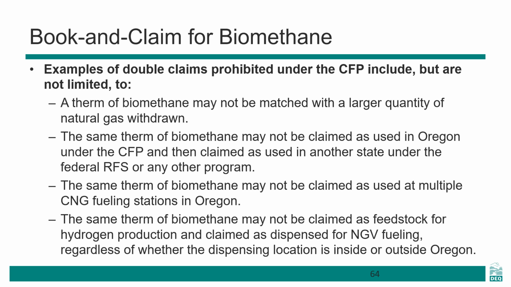The same therm of biomethane may not be claimed as used at multiple CNG fueling stations in Oregon. A therm can only be used in one location. And the same therm of biomethane may not be claimed as feedstock for hydrogen production and then separately claimed as being dispensed for natural gas vehicle fueling, regardless of whether that hydrogen production or the dispensing location is inside or outside of Oregon. A therm can only be used once.